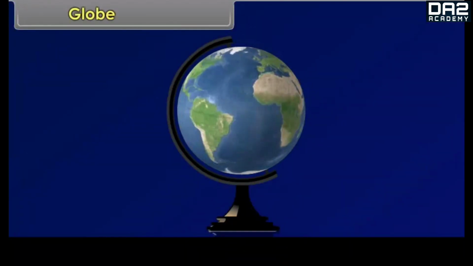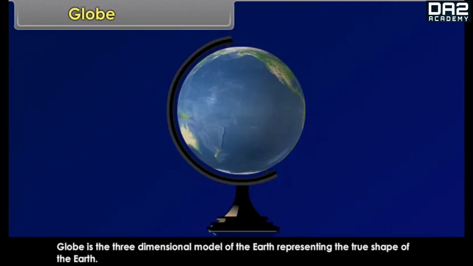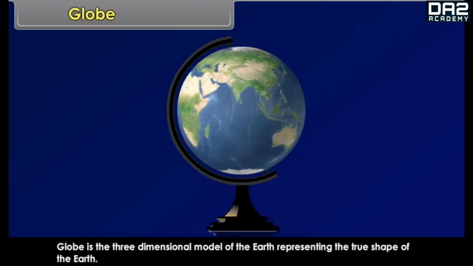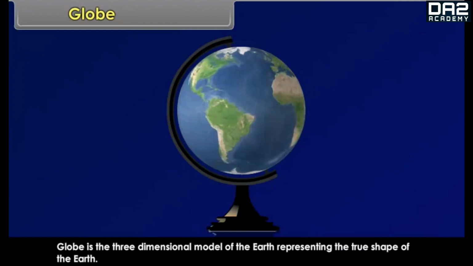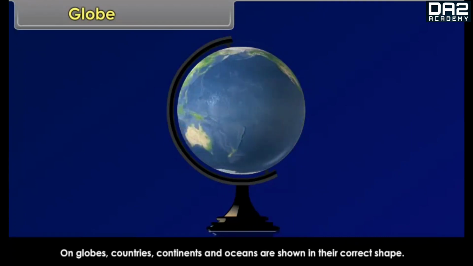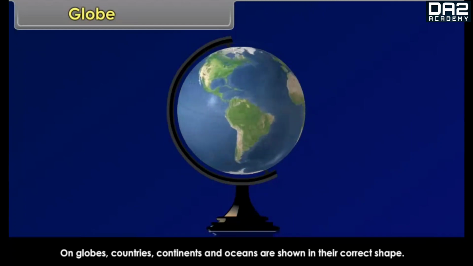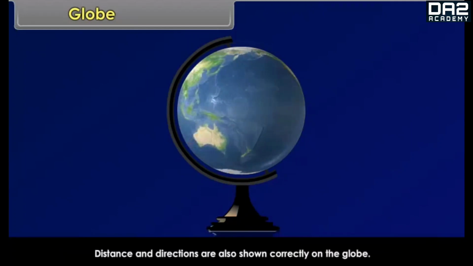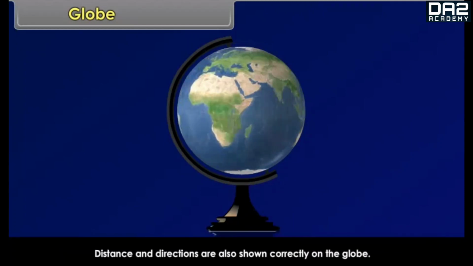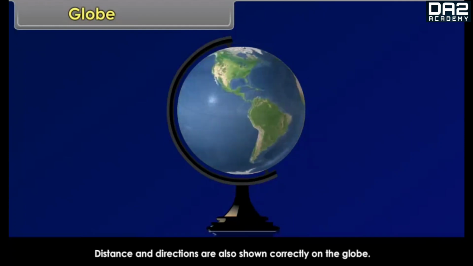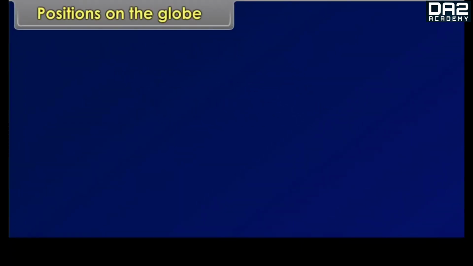Globe. Globe is the three-dimensional model of the earth, representing the true shape of the earth. On globes, countries, continents and oceans are shown in their correct shape. Distance and directions are also shown correctly on the globe. Positions on the globe.